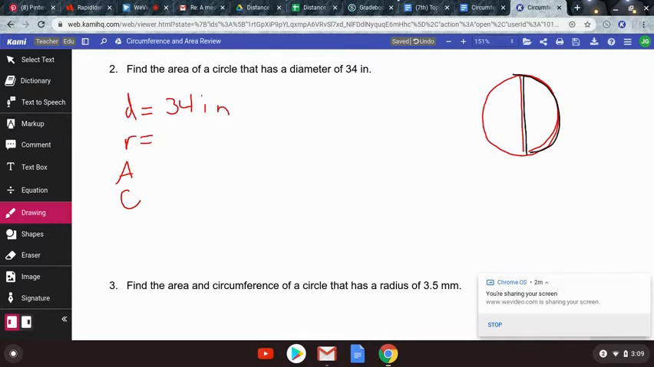That means the radius would be half that distance. 34 divided by 2 is 17 inches. And I know that the radius goes with the area. So pi times 17 squared.